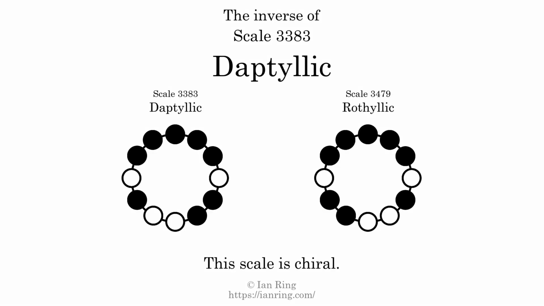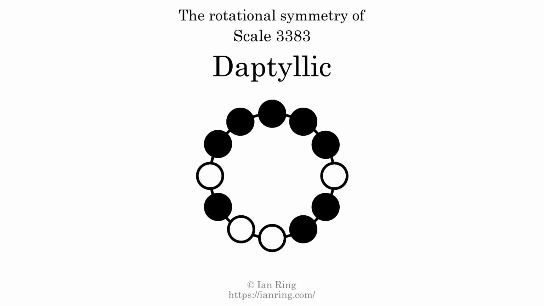The inverse of a scale is a mirror image. It is what you get when the sequence of intervals is reversed. The inverse of this scale is scale 3479, also known as Daptyllic. This scale is chiral. It cannot transform into its inverse by rotational transformation. This scale has no rotational symmetry.